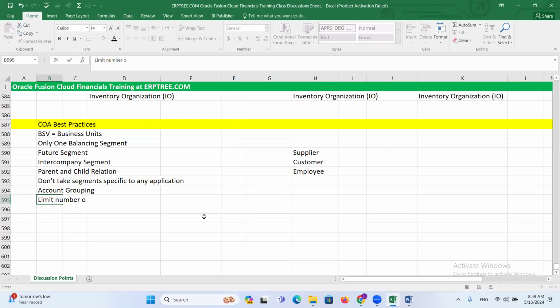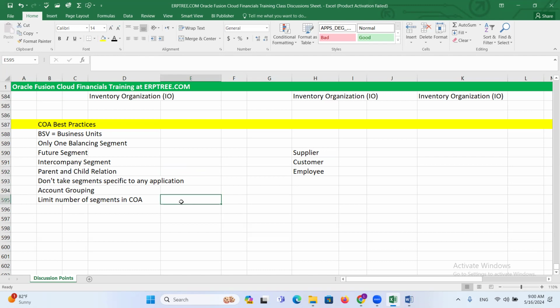Limit the number of segments in COA. We already discussed the typical count of segments could be between 7 to 10. That's how it is. This all we treat as best practices. We always recommend this to the client, and accordingly we design the chart of accounts. Whether the client accepts it or not is secondary, but we recommend. So that's all about the best practices when you talk about chart of accounts.